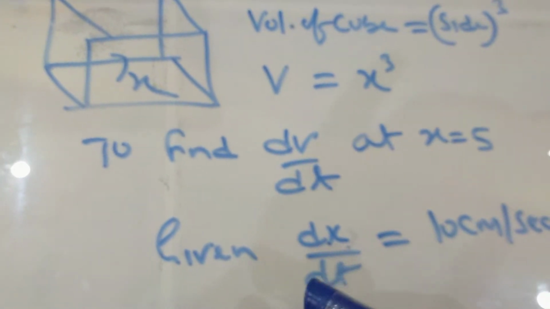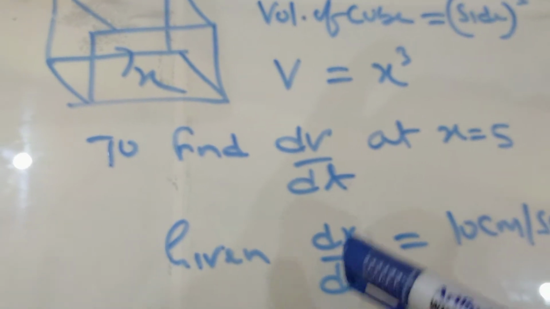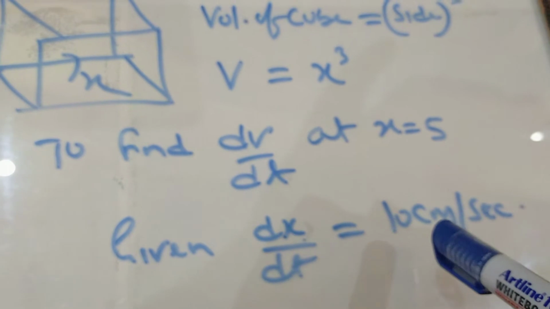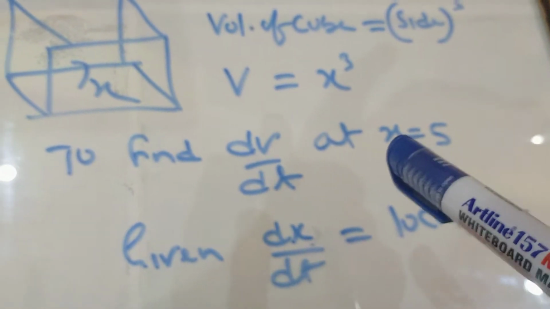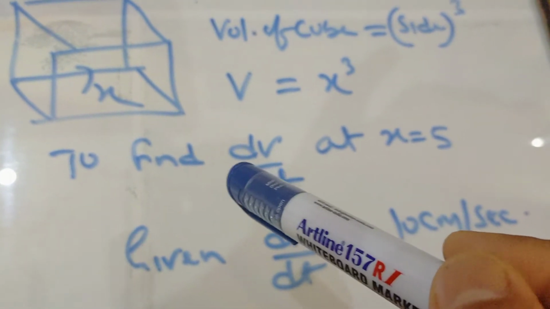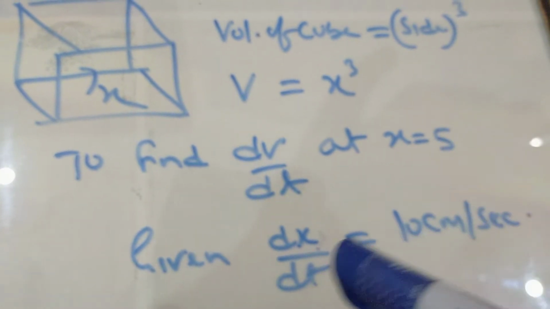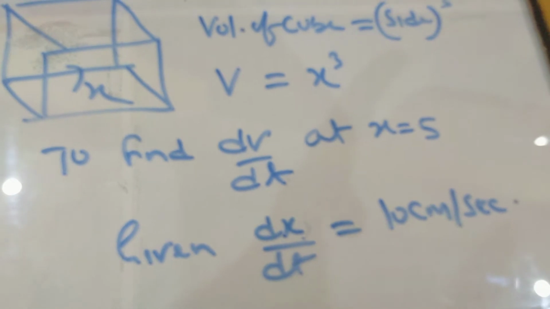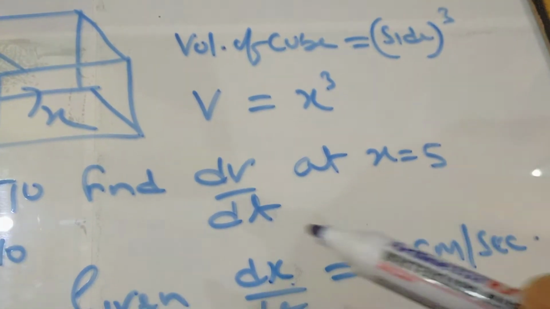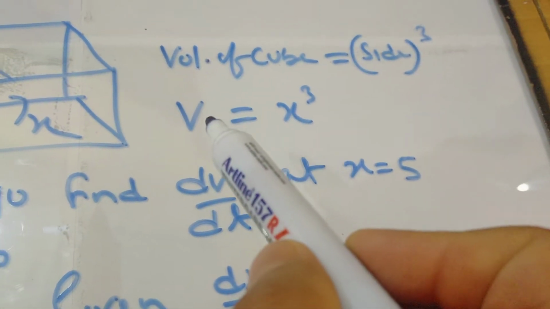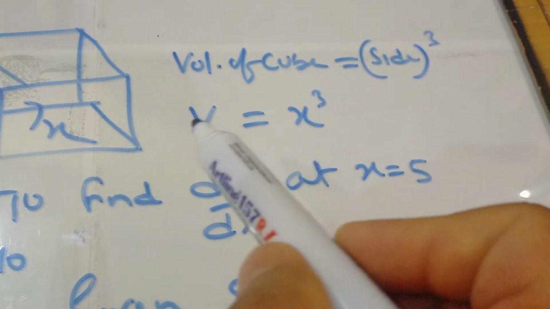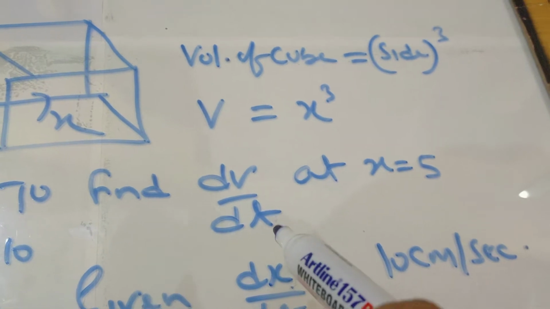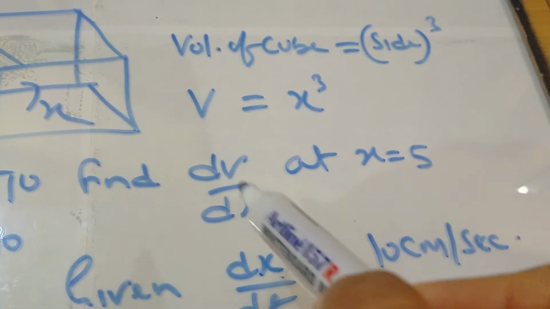And what is given? It is given that the rate of change of side is 10 centimeter per second. This is given to you and you have to find this. So student, how to solve this? By taking dx upon dt equal to 10 centimeter per second. You just see. I have taken V equal to x cube and differentiated this with respect to t. Why? Because we have to find dV upon dt.